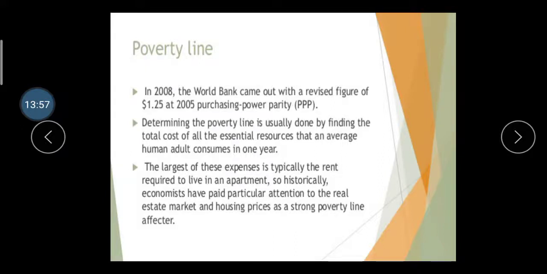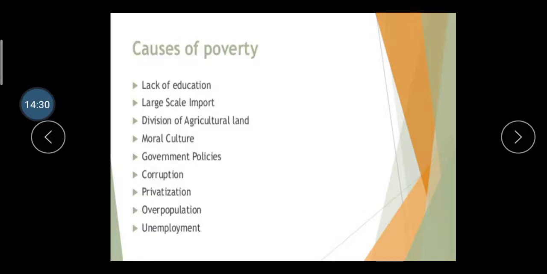The largest expense is typically the rent required for living in an apartment. Historically, economists have to pay particular attention to the real estate market and housing prices, and the poverty line is affected because the situation changes. There is a continuous increase in the rent level, and for basic needs like food, there is an increase in the price level. So all of this is considered in the poverty line.